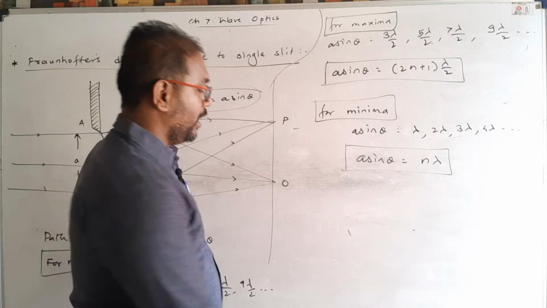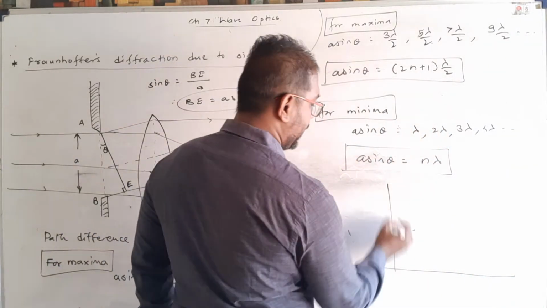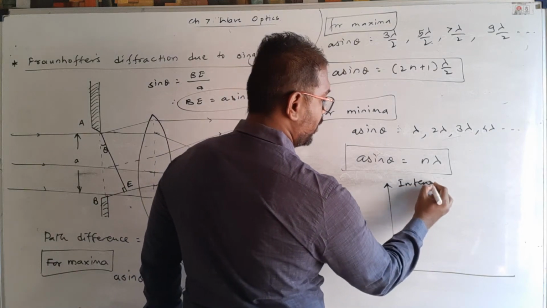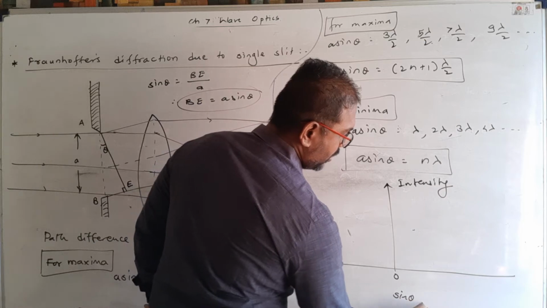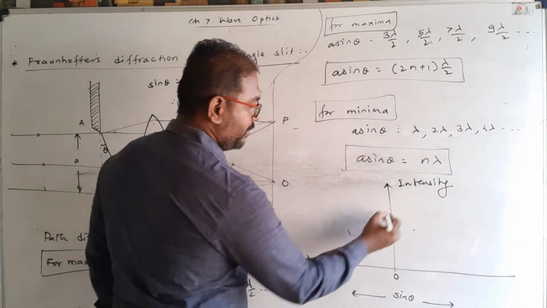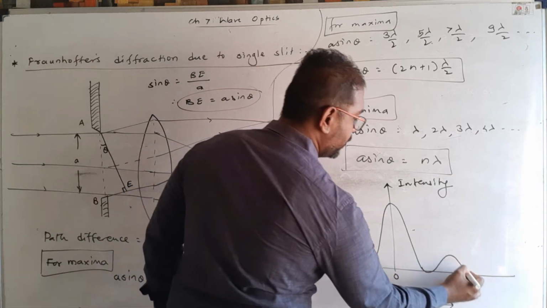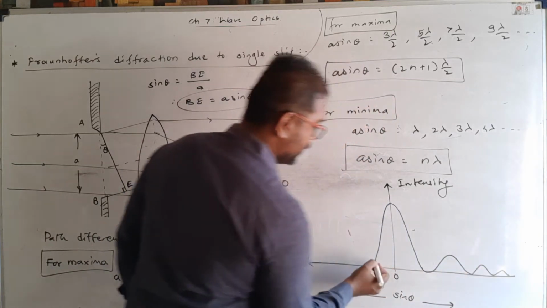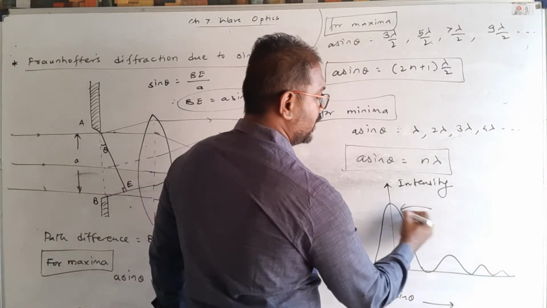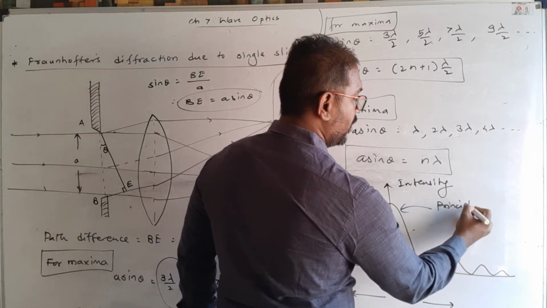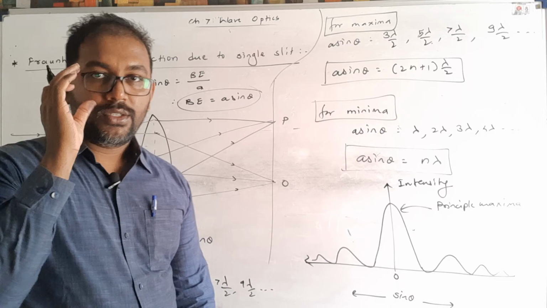These are the conditions. And if you see the diffraction pattern here, this is the intensity axis. And if I consider sin theta here, then we get this type of graph. So this is the principal maxima, then first minima and so on, like this. This is called the principal maxima, or it is also called the central maxima.